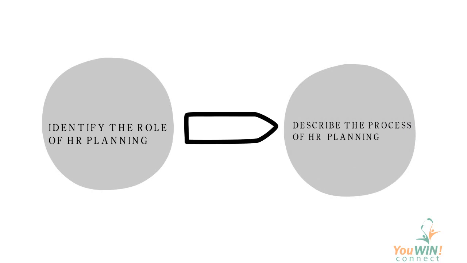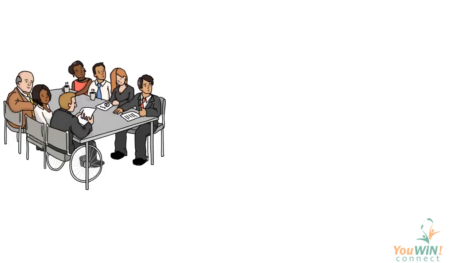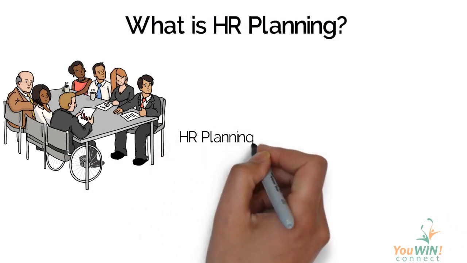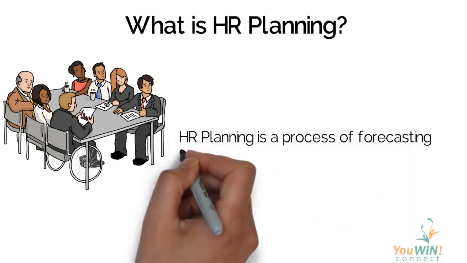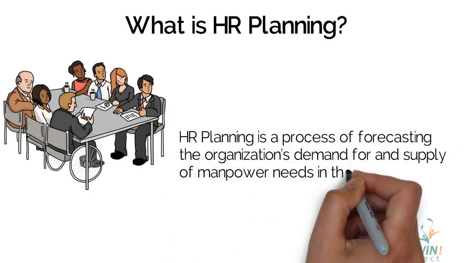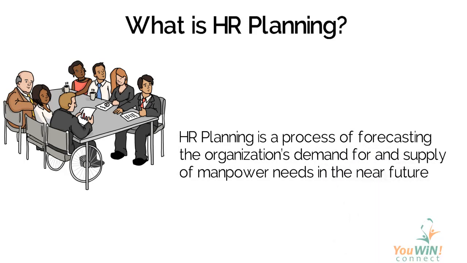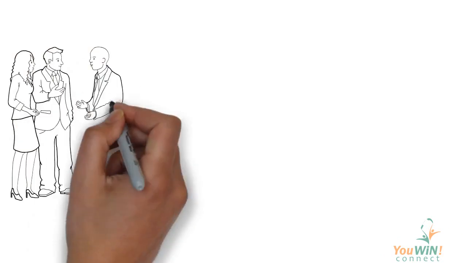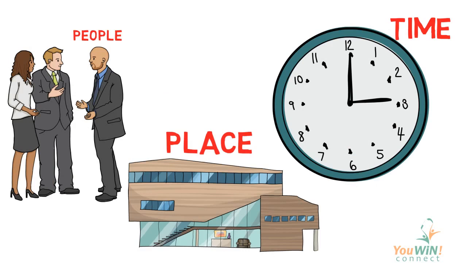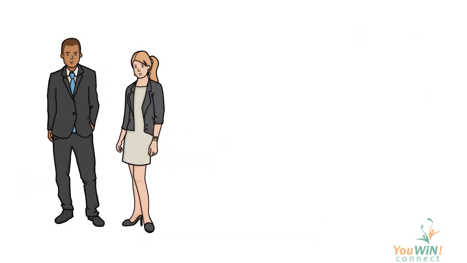So, when you think of HR planning, what comes to your mind? What do we mean by HR planning? HR planning is a process of forecasting the organization's demand for and supply of manpower needs in the near future. By this we mean finding the right number of people for the right kind of job, at the right time, and the right place. So, in other words, HR planning is responsible for arranging the right people for the right job from all available sources.